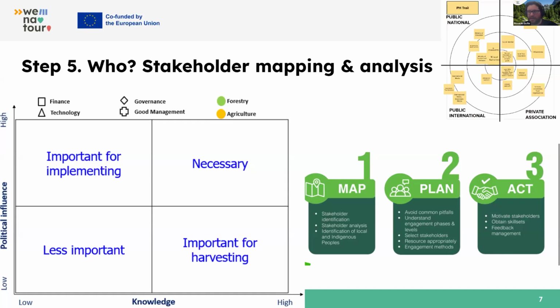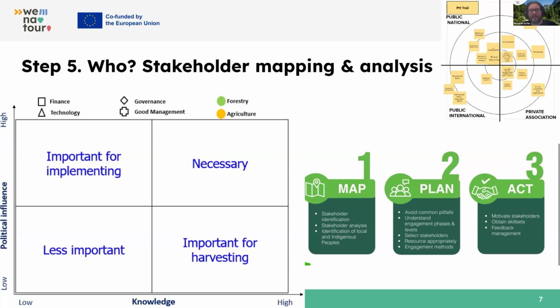Another way is this matrix that helps you to divide your stakeholders in four boxes. And for instance, here you see examples. If you put knowledge on one axis and political influence on the other, you can divide your stakeholders into who is necessary, who is important for implementing, who is important for harvesting, who instead is less important. What is interesting of these techniques is that you can use the variable you want. So instead of knowledge, you can put proximity, or the variable that you need to select your stakeholders.